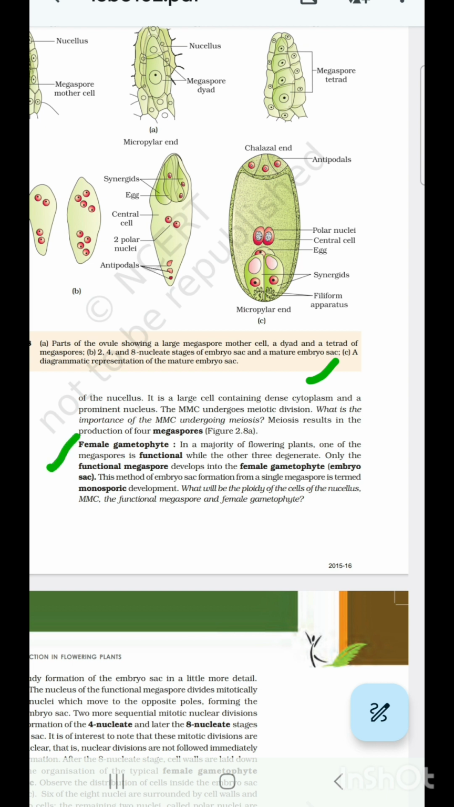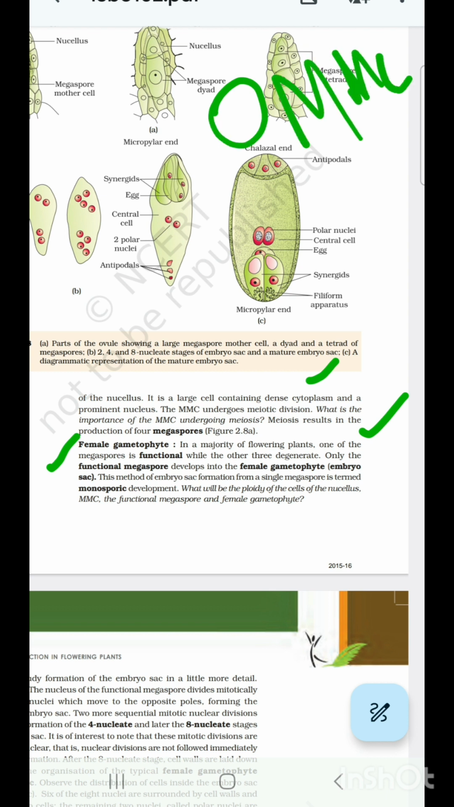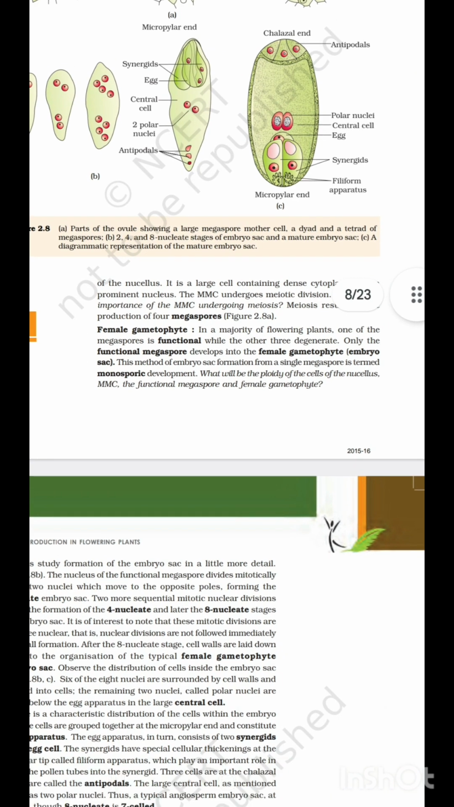Then the female gametophyte. In the majority of flowering plants, when from the megaspore mother cell four megaspores are formed, generally one megaspore remains viable or active, and the other three degenerate. So that functional megaspore will divide further. Only the functional megaspore develops into the female gametophyte or embryo sac. This method of embryo sac formation from a single megaspore is known as monosporic development of the female gametophyte.